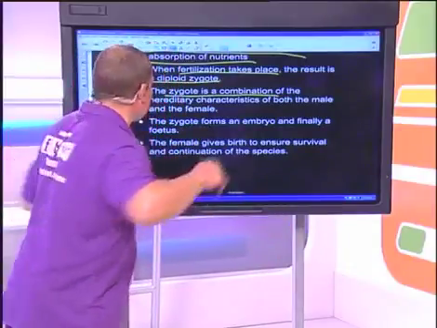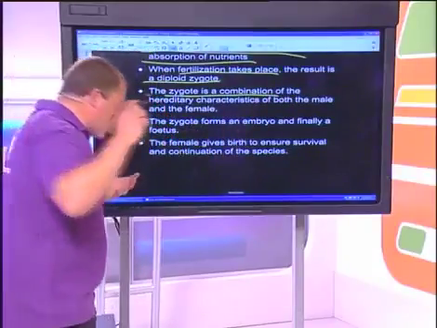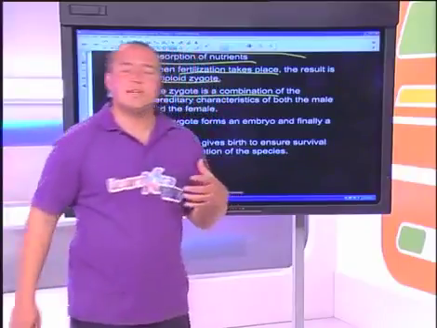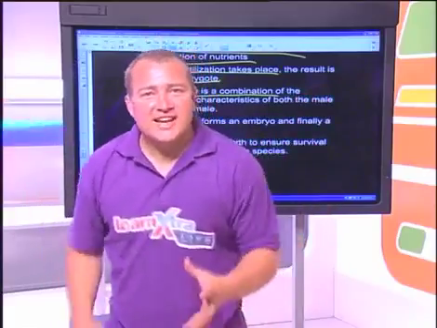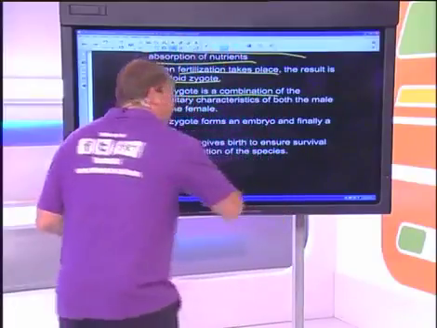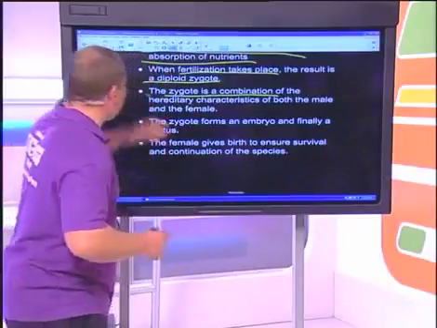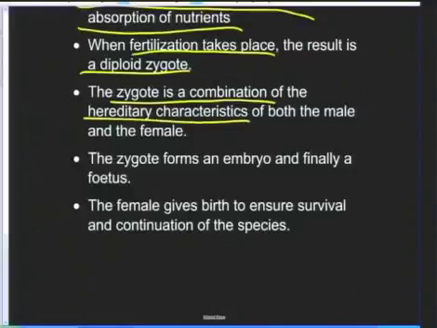Okay, there's a reason why we put this in this order. The zygote is a combination of the mom and dad, and it's got to be hereditary. It gives the genes of mom and dad to the kids so he can get his own. Hereditary characteristics, right, of both the male and the female. So of mom and dad.